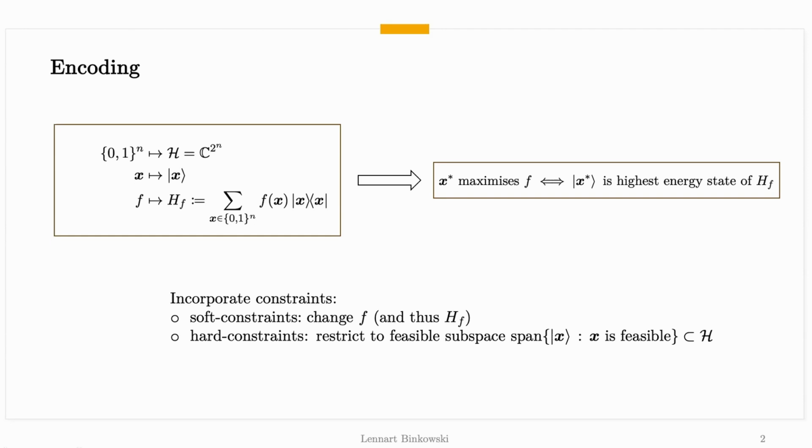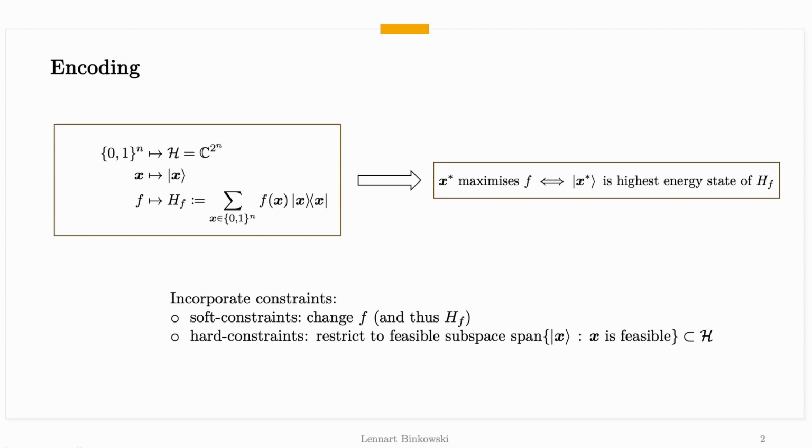Therefore, we should definitely talk about how to incorporate these capacity constraints. In general, we have two options. We could either soft code the constraints, so introduce soft constraints to the objective function, and therefore to the objective Hamiltonian. And the idea here is to penalize infeasible solutions such that their objective value lies below the ones of the feasible solutions, or at least below the one of the optimal solution.